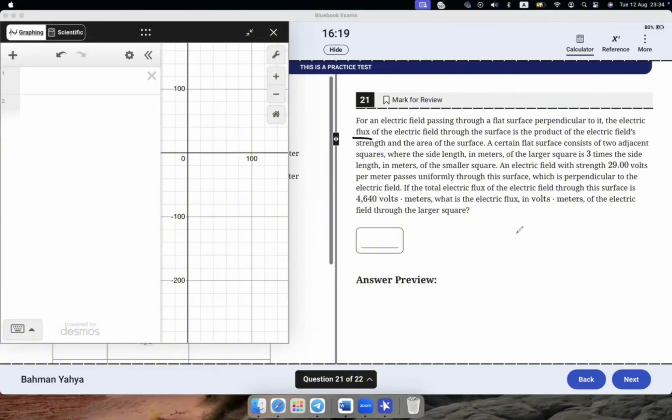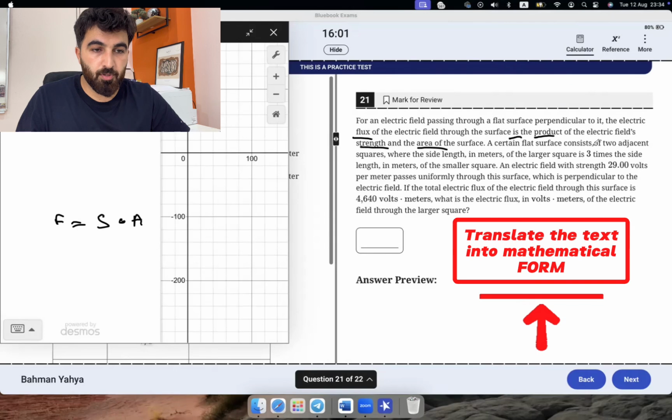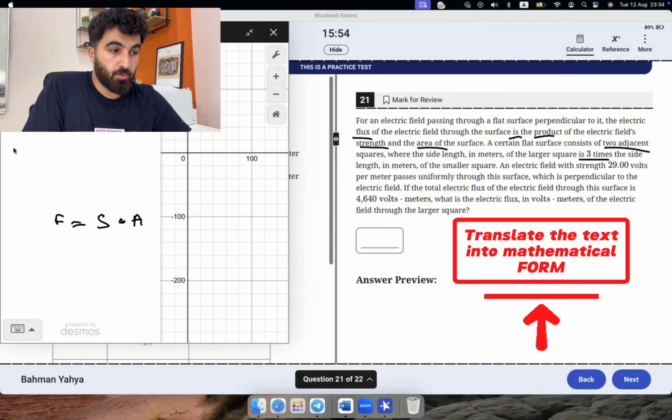Let's translate it. Flux. Well, flux is electric strength S, product of S multiplied by what? Area. Okay, area of what? The surface consists of two adjacent squares. We have two adjacent squares. The side length of one is 3 times the side length of the other one.